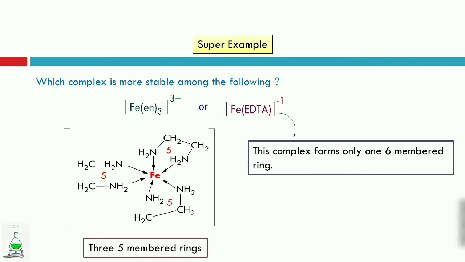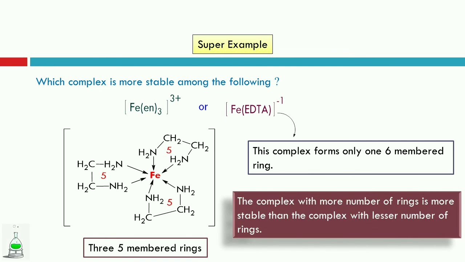The answer is very simple. The complex with more number of rings is more stable than the complex with the lesser number of rings. So here in this case, tris-ethylene diamine iron 3 complex is forming 3 5-membered rings, whereas EDTA complex is forming only one 6-membered ring. Hence, ethylene diamine complex is more stable than the EDTA complex.